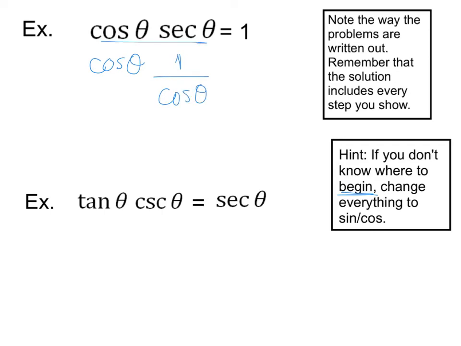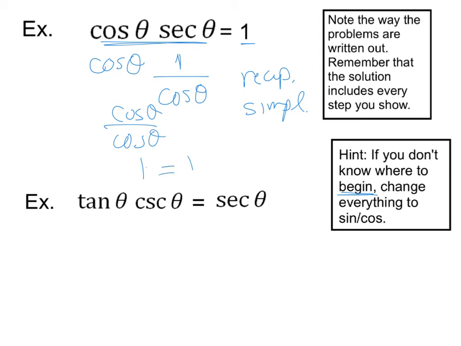And I'm using this side because it's more complicated than the 1. The 1, there's really a lot you could do with it, but it's hard to get it to go. All right, so this is a reciprocal function, right? And then I'm going to simplify. These are my reasons. So I've got cosine over cosine, which is 1, and 1 equals 1, and so it's proven. So I have 1 equal to the other side.